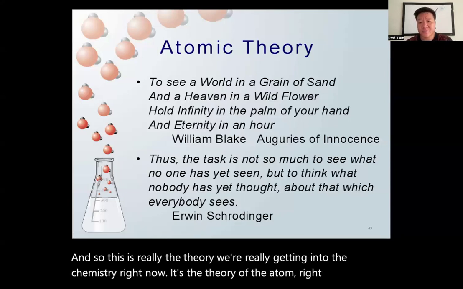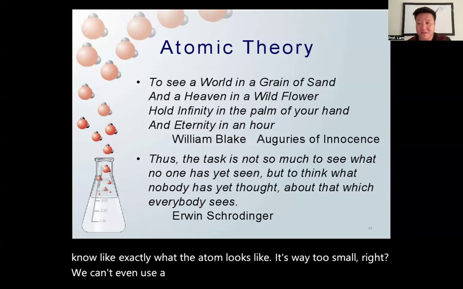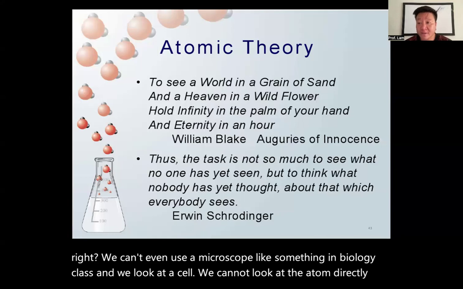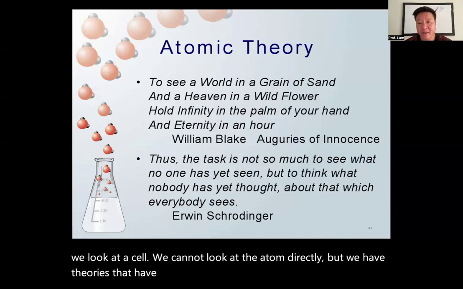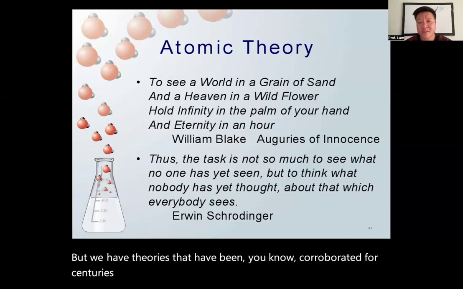So we don't know exactly what the atom looks like. It's way too small, right? We can't even use a microscope like something in biology class and we look at a cell. We cannot look at the atom directly. But we have theories that have been corroborated for centuries, and it's pretty solid, right?